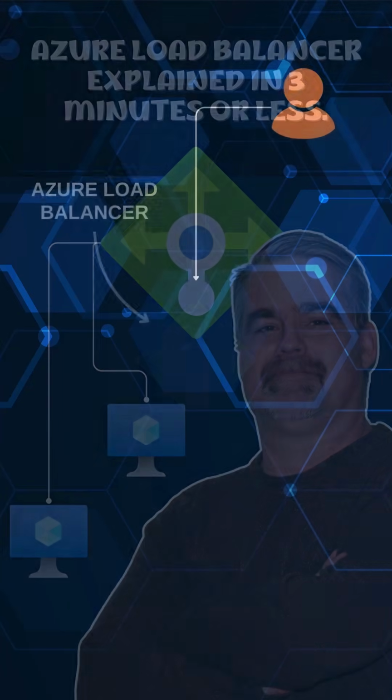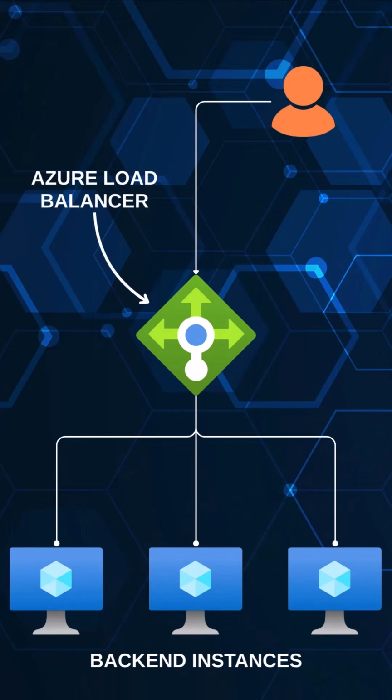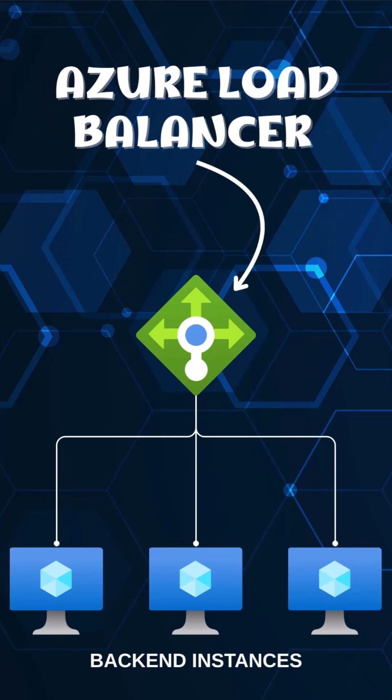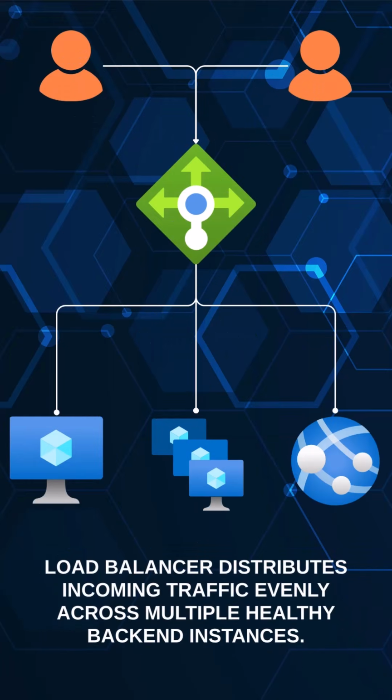When you deploy apps in Azure, you want them to stay responsive and available, even when demand spikes or a virtual machine goes down. That's where Azure Load Balancer comes in. Think of it as the traffic director for your Azure workloads. The load balancer's job is to distribute incoming network traffic evenly across multiple healthy instances like VMs, scale sets, and web apps, so no single instance gets overloaded. If one instance fails, Load Balancer automatically reroutes traffic to the others, keeping your service running without interruption.